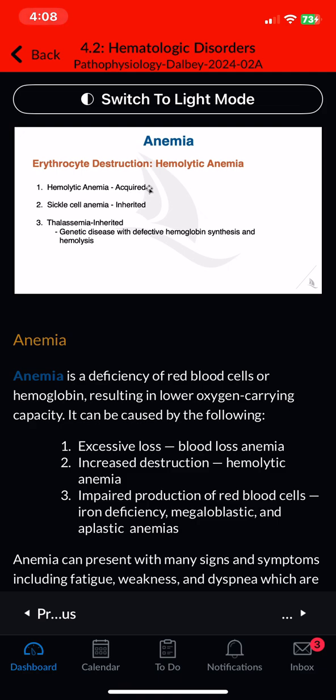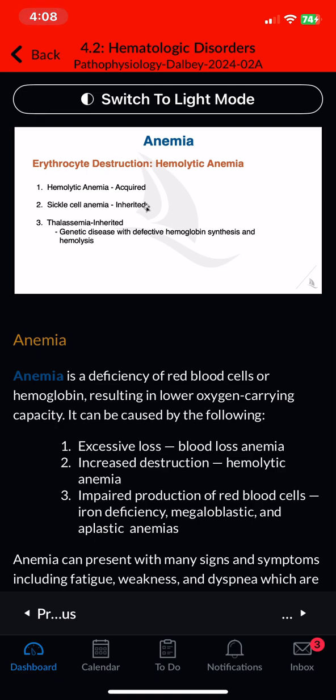So acquired hemolytic anemia can be caused by infections, certain drugs, blood cancers, autoimmune diseases like lupus, hypersplenism, which is an overactive spleen, or a blood transfusion reaction. Sickle cell anemia is an inherited hemolytic disease with abnormal hemoglobin synthesis that causes the red blood cells to be sickle or C-shaped. The cells then can block the vasculature, causing ischemia and organ failure. The abnormal cells don't have the same lifespan as typical red blood cells.